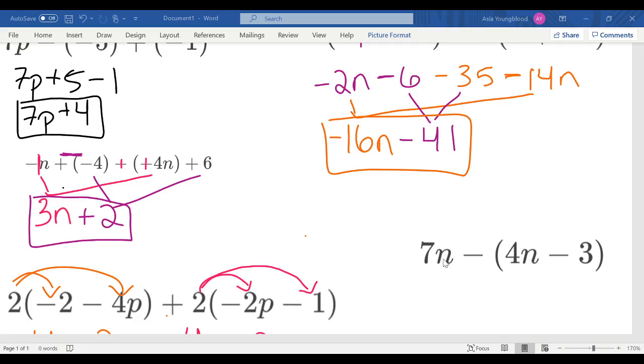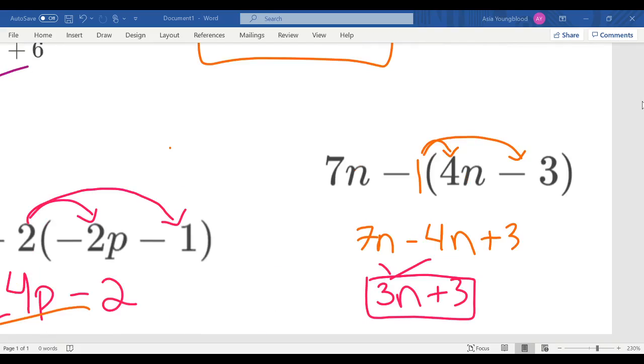Our next problem is 7n minus (4n minus 3). So distribute and combine like terms. My students in class, just help me finish this problem.